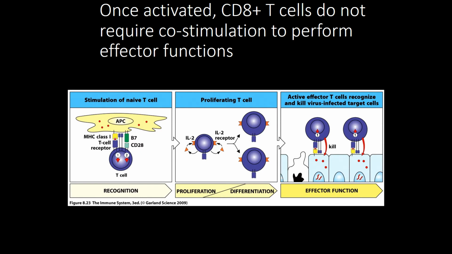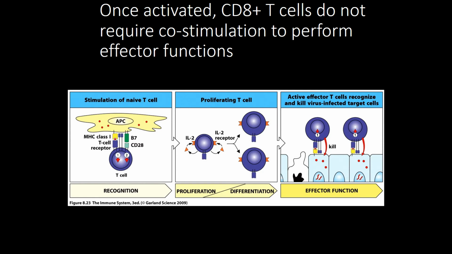So these naive T cells get activated, they proliferate and expand, and they differentiate to effector T cells. Now, effector T cells do not need the co-stimulatory signal to become activated anymore. And so those effector T cells will wander around the body, and they will find those virus-infected target cells, recognize those infected cells, and kill them.